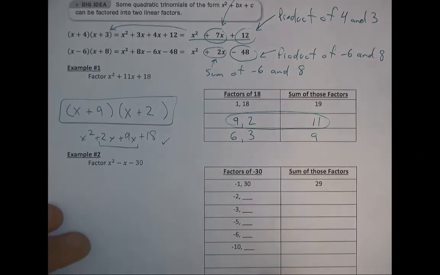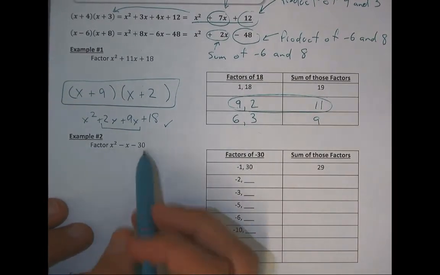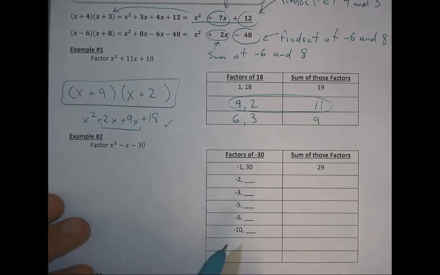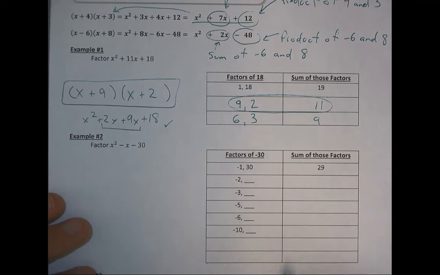So here's a little trickier one. We want to factor this one out. You're always going to start with this term out here. What are the factors of this? What two numbers have a product of negative 30? So I've started a list here for you.